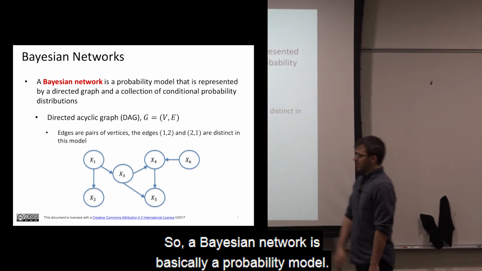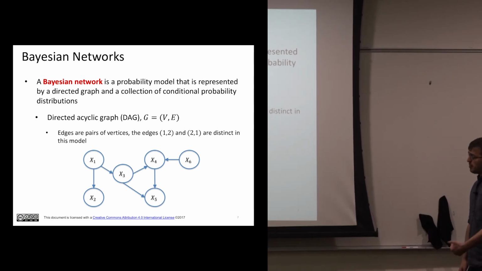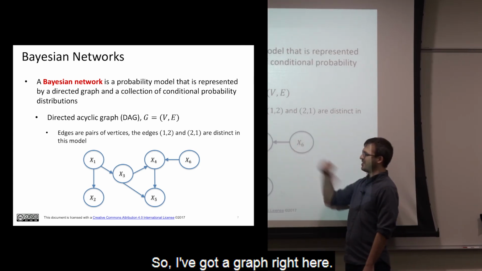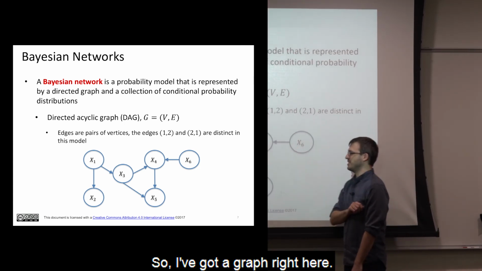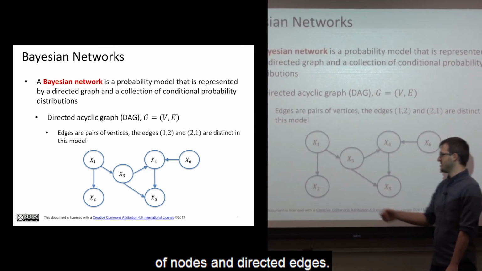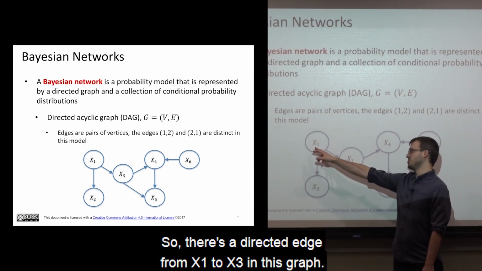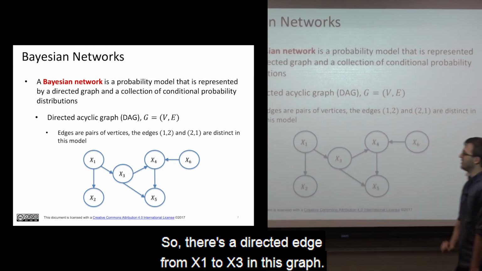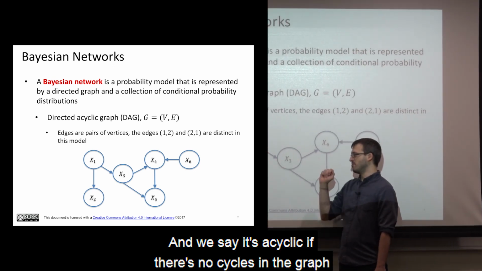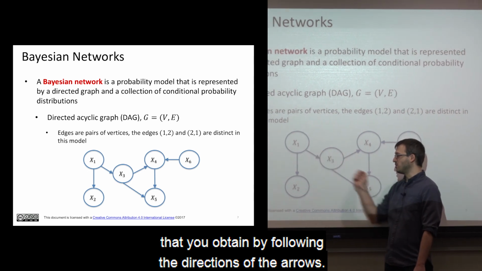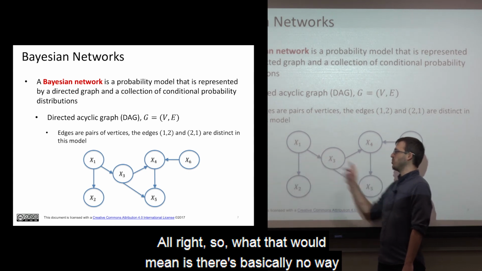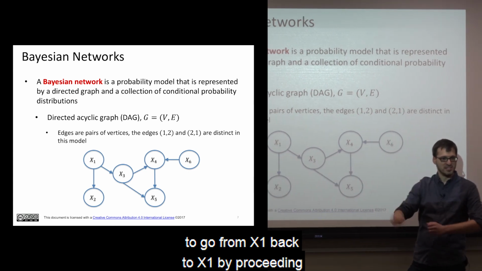So a Bayesian network is basically a probability model, and it's described by two things. The first thing is a directed acyclic graph. I've got a graph right here. It's directed in the sense that it consists of a collection of nodes and directed edges. So there's a directed edge from x1 to x3 in this graph. And we say it's acyclic if there are no cycles in the graph that you obtain by following the directions of the arrows. So there's basically no way to go from x1 back to x1, proceeding in the direction of the arrows in the graph.